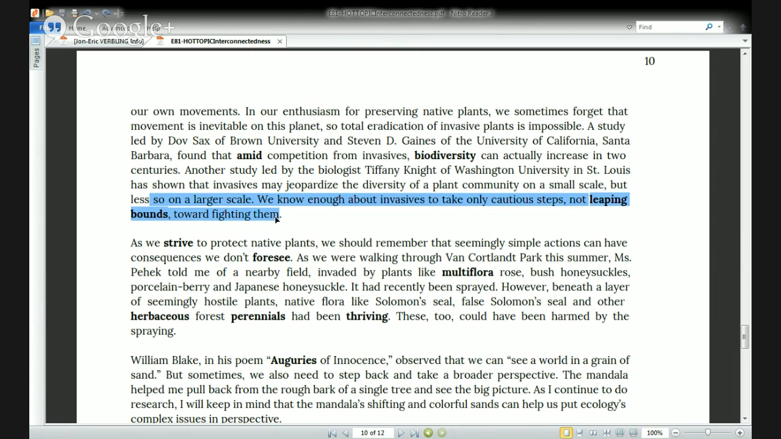So I agree with you, but what is too dangerous in the context of this paragraph? We're talking about the invasives. By the way, all of you can answer. I'm just asking him because he was reading, but any of you can chime in if you like. Why cautious steps and not leaping bounds towards fighting them? Because we don't really know what the implications would be if we wipe out some kind of invasive species. Absolutely. We don't know what the implications would be. Everything is interconnected. We don't know what's really going to happen.